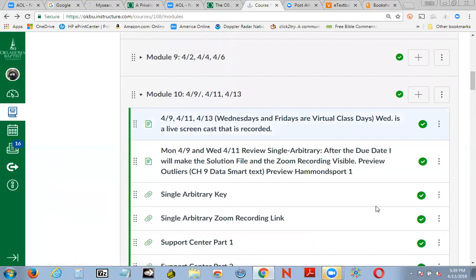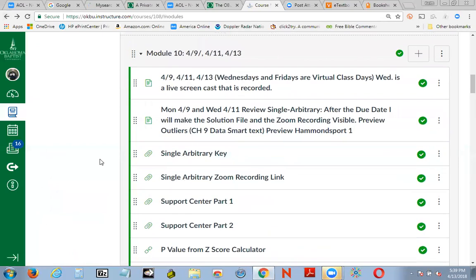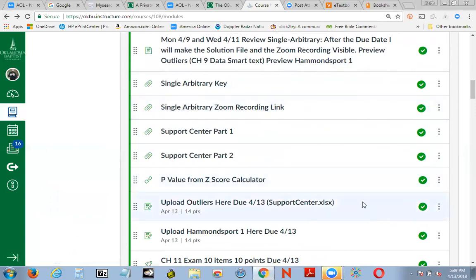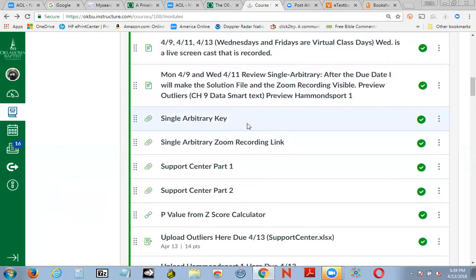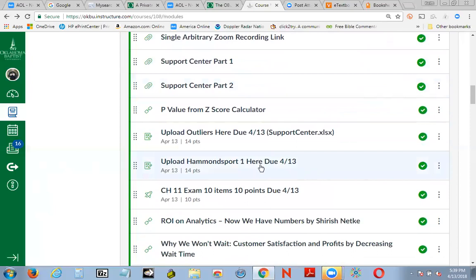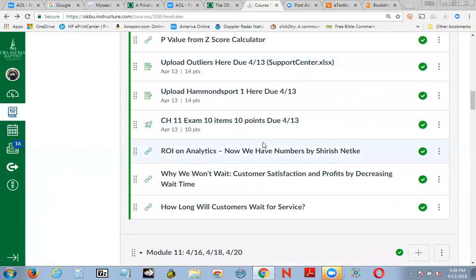All right, and of course, we also looked at single arbitrary. Okay, and we talked about it. So we also looked at Hammond's Port. Now we also found a p-value. And now this single arbitrary key, I want to talk about it for just a moment because this is from this week. And we had, of course, handled Hammond's Port 1. We talked about the support center. That's the outliers, that's from DataSmart.